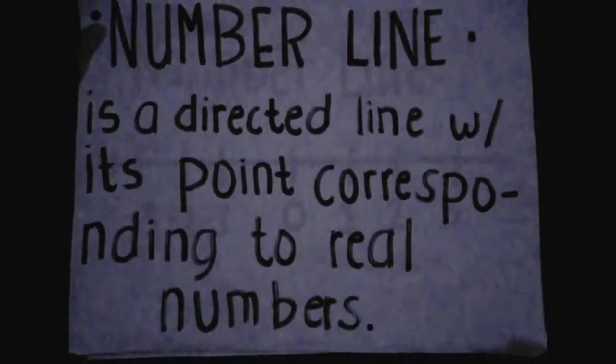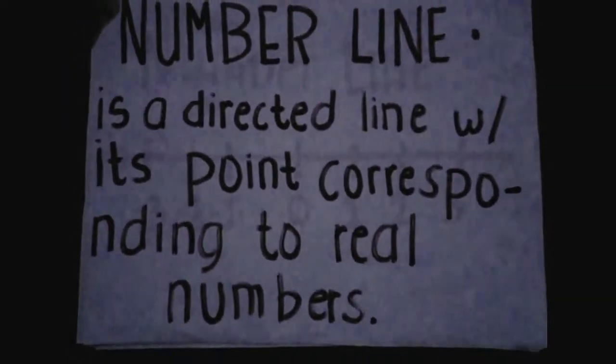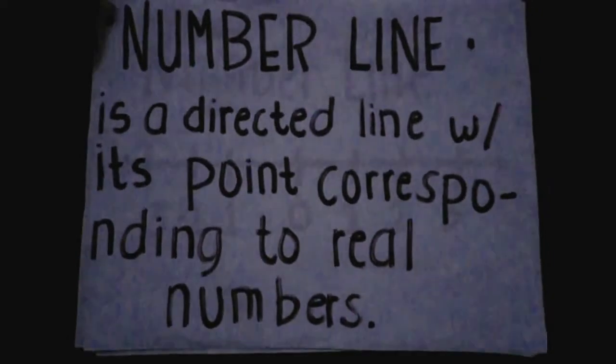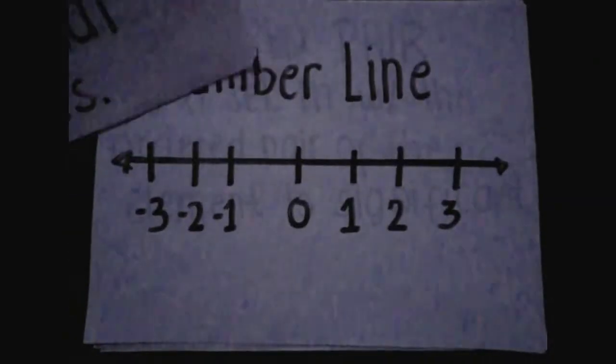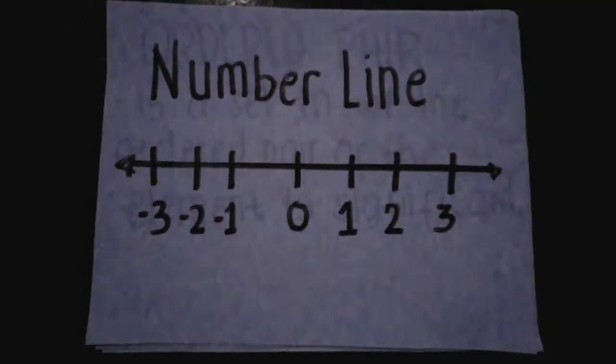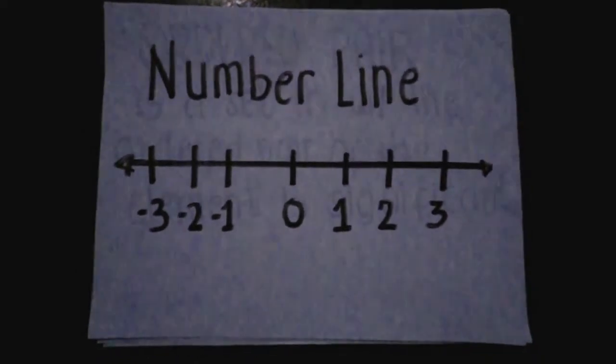Number line. A number line is a directed line in which each point corresponds to a real number. So this is the number line. This is the figure of the number line.